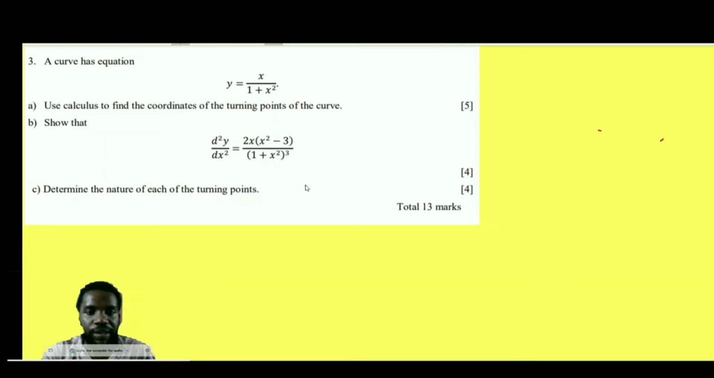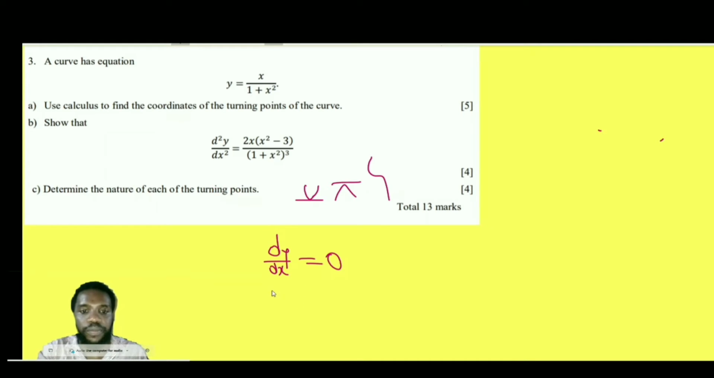For a turning point, it's going to be a minima, maxima, or point of inflection. But what happens at the turning point? We have a flat line. So the gradient dy over dx must be 0. So I know that when I differentiate this, which gives me the gradient function, that function will be equal to 0. Now once again, this is a quotient, so I'm going to have to apply the quotient rule.